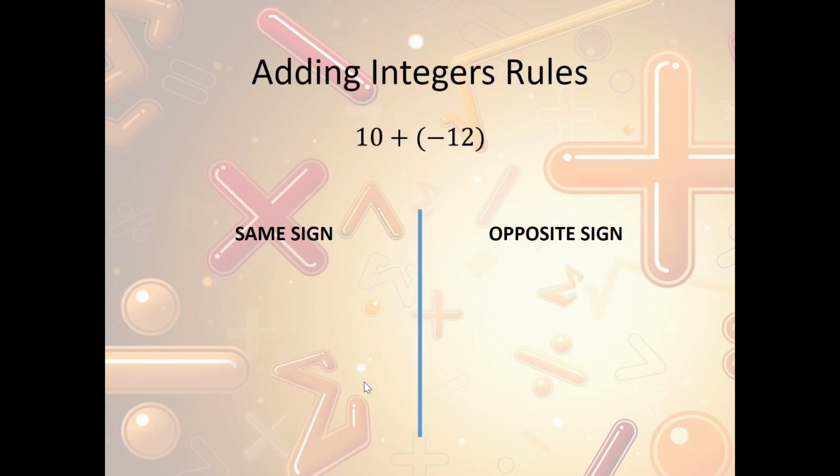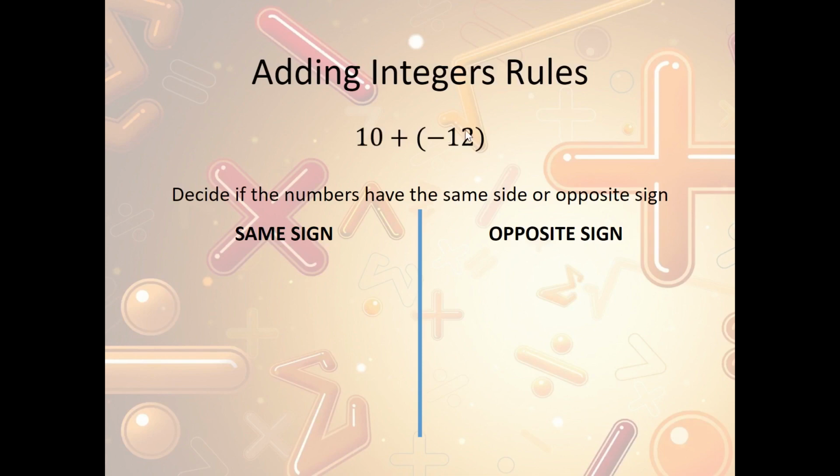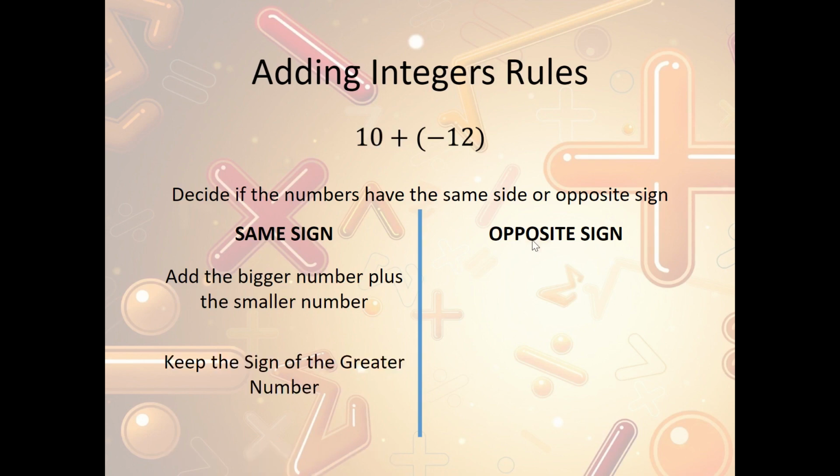So integer rules. Here's the easy way to do it without a number line. The first thing we need to determine is, do they have the same sign or opposite signs? Well, in this case, we have a positive 10 and a negative 12. So those would be considered opposite signs. Now, if they have the same sign, we're going to add the bigger number plus the smaller number, so 10 plus 12, and keep the sign of the bigger number.